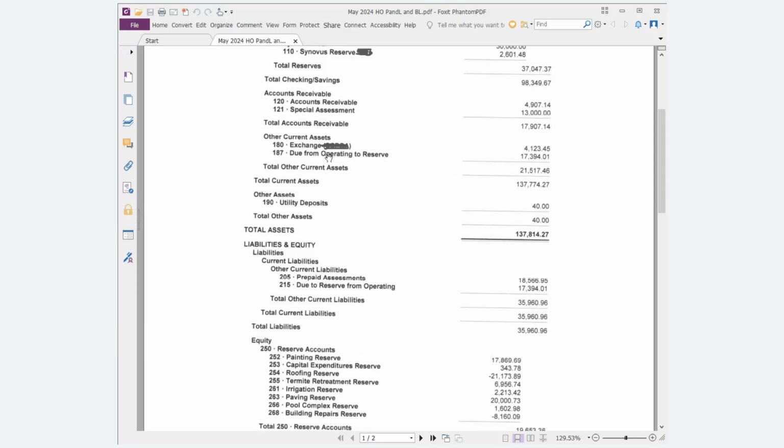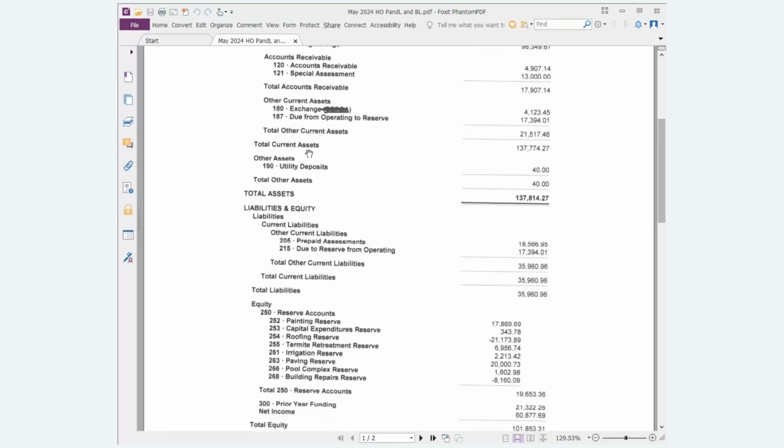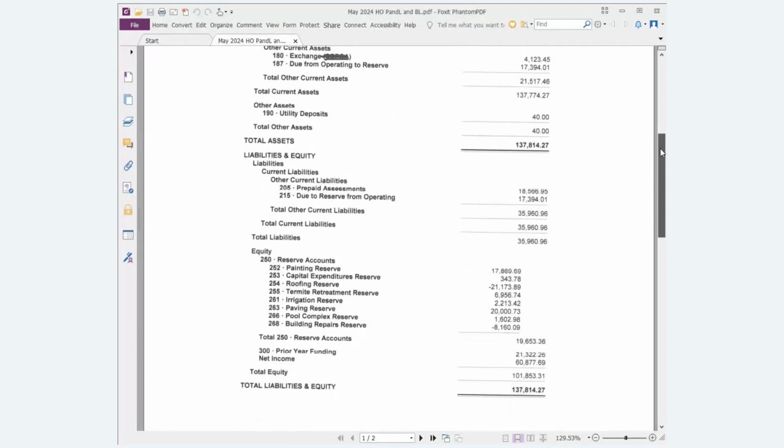So it's an asset. And then due from operating to reserve. So what this is, is money that is still remaining in the operating checking accounts, but according to the budget, should have been transferred to the reserve accounts. And you'll see an offsetting account to account for this in a moment. So that's an asset as well. Giving the total current assets of $137,774. So all right, so let's then move that. That gives us the total picture for assets.